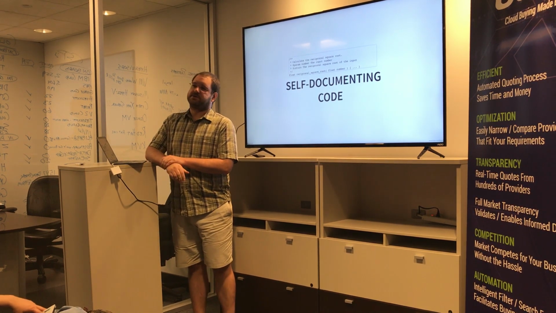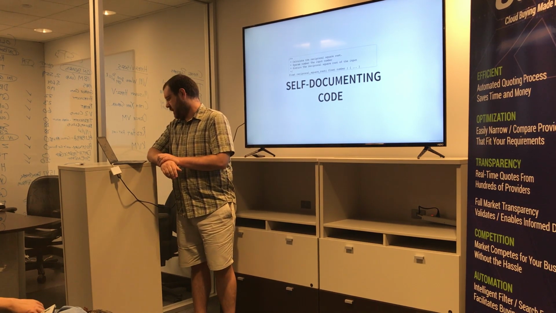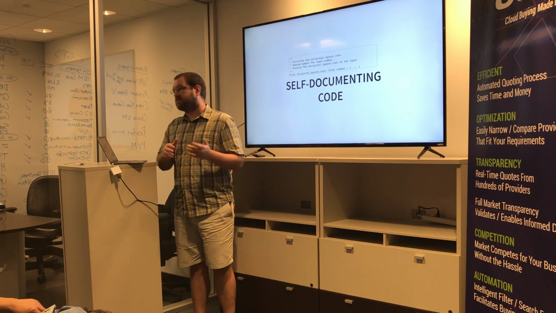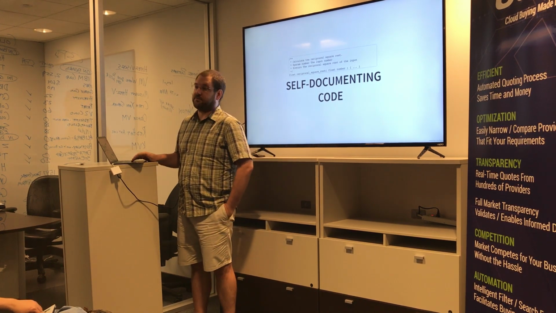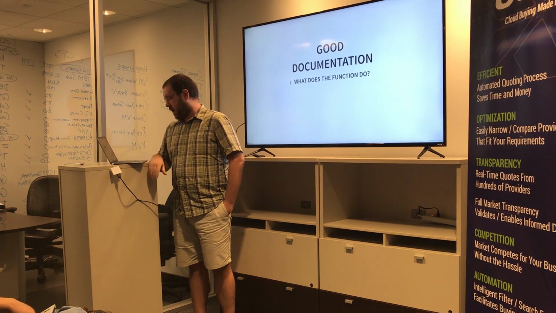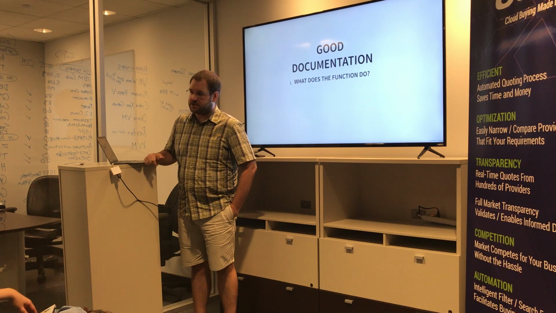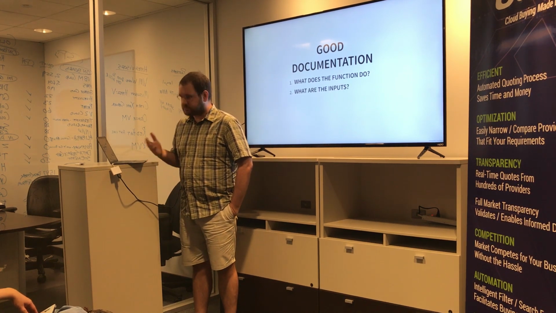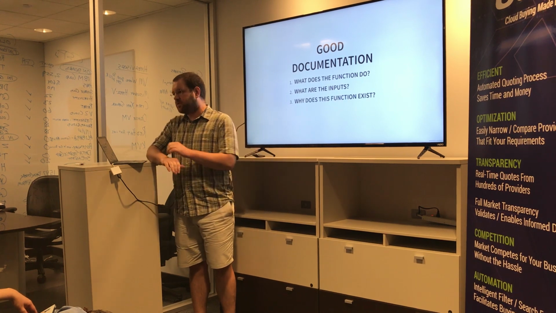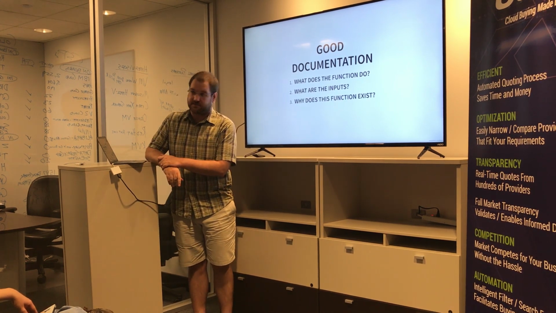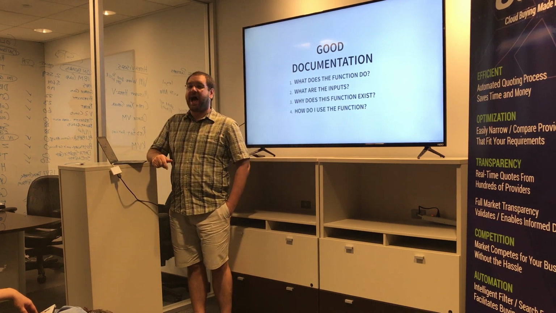So much so that some have actually advised against documentation entirely. And if all your documentation is just like this, well, I don't really blame them. But to me, this is not very good documentation. Good documentation will start out first with what does the function do. It will also, yes, describe what the inputs are, but most importantly, it will describe why this function exists. And even more importantly, how do I use it?